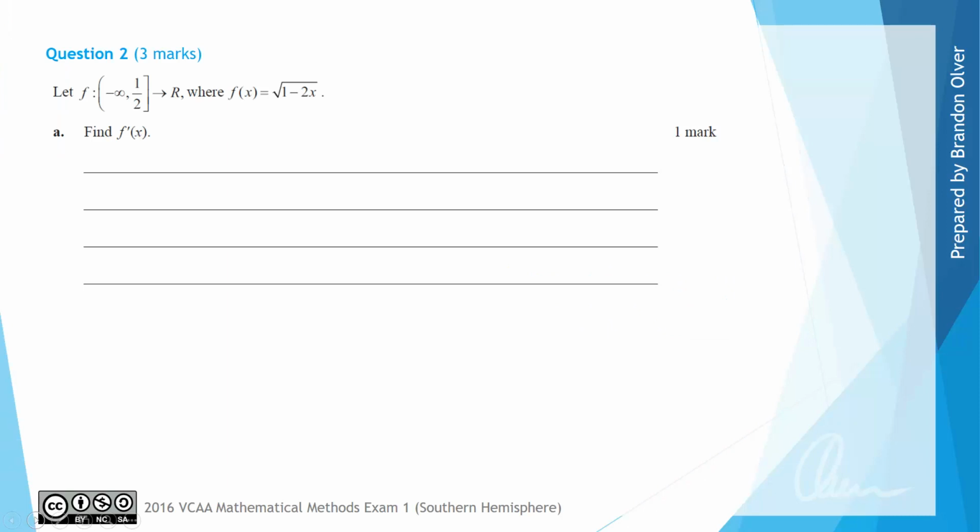So for question 2 we have the function f with a domain of negative infinity to a half, where f of x is the square root of 1 subtract 2x. For part A we're asked to find the derivative f dashed of x.